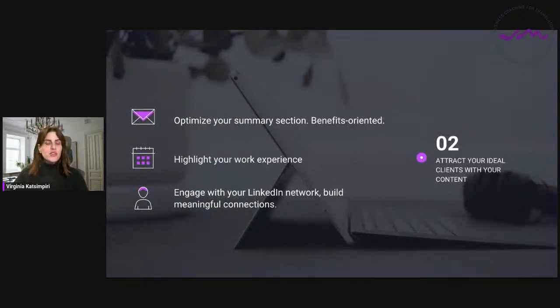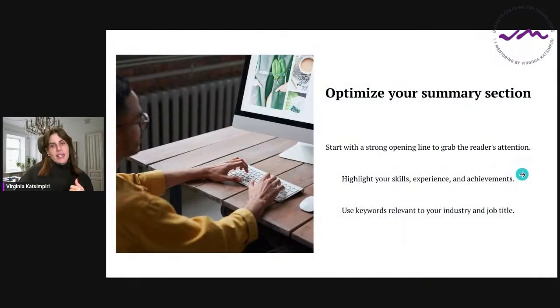Okay. Make sure that you have a benefits-oriented summary or about section in your LinkedIn profile. Benefits-oriented, not self-centered. Highlight your work experience and engage with your LinkedIn network, building meaningful connections. That's how you will be able to attract your ideal clients through your content.